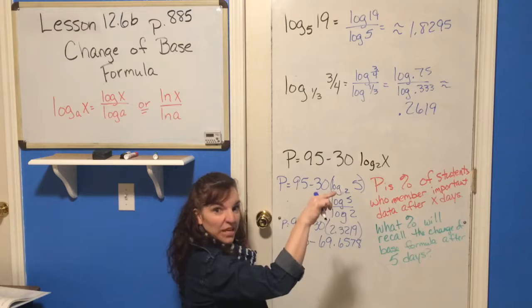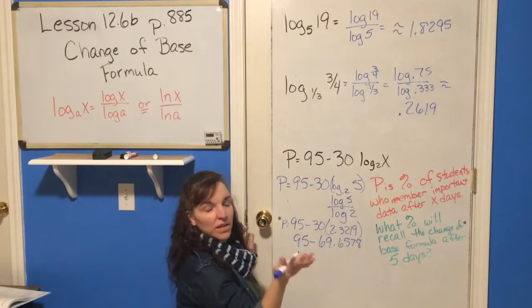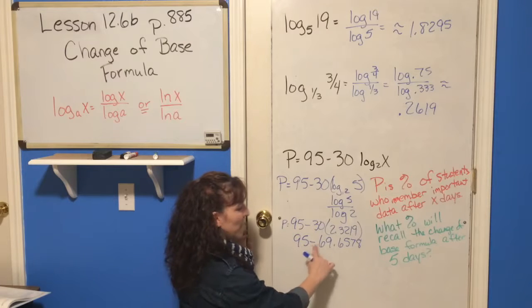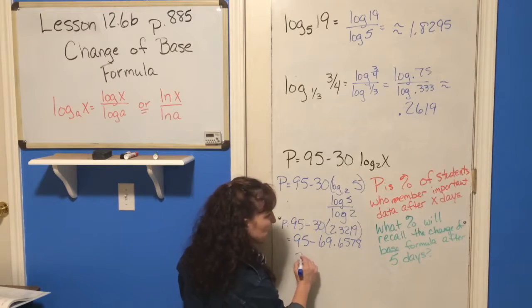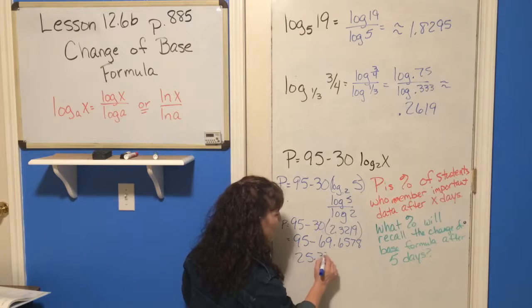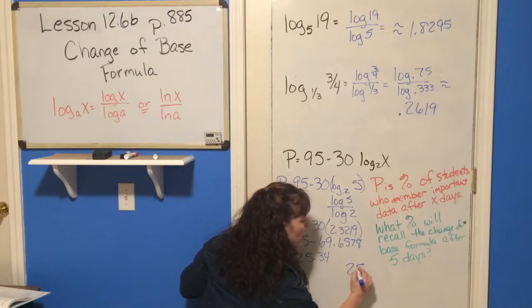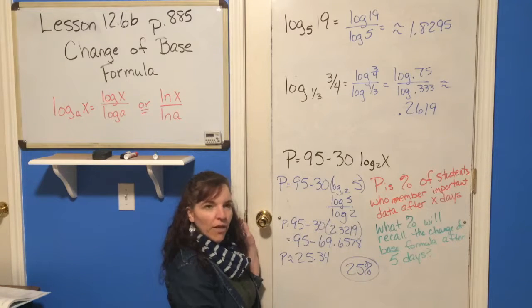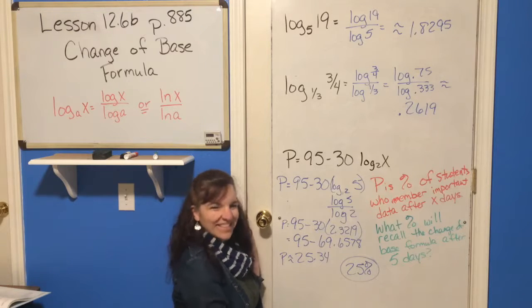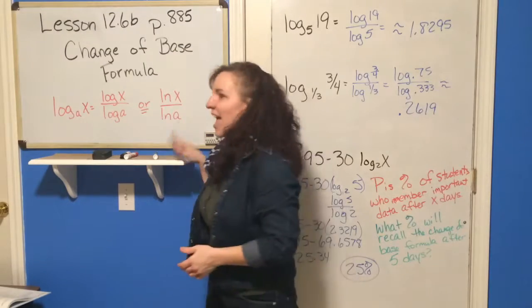And now 95 minus that. What you can do is leave this 69.6578 and press the plus or minus sign to make it negative, and then add 95. If that made sense to you, that's a shortcut. If not, that's okay. Press 95 minus 69.6578, and your answer is 25.34. So roughly 25% of you will remember all I've been teaching you 5 days from now. All right. That's all I have for today. Have a great day.